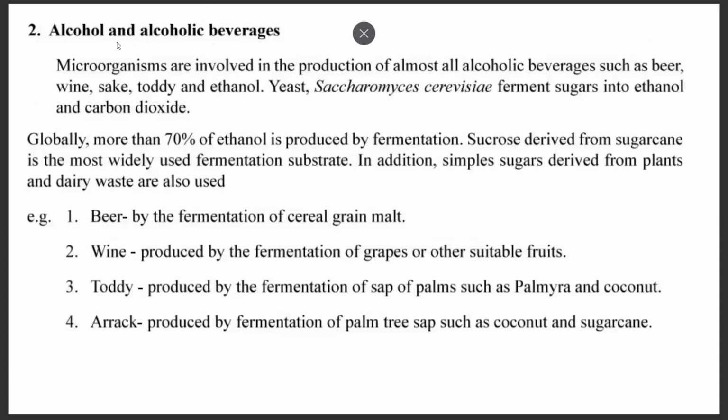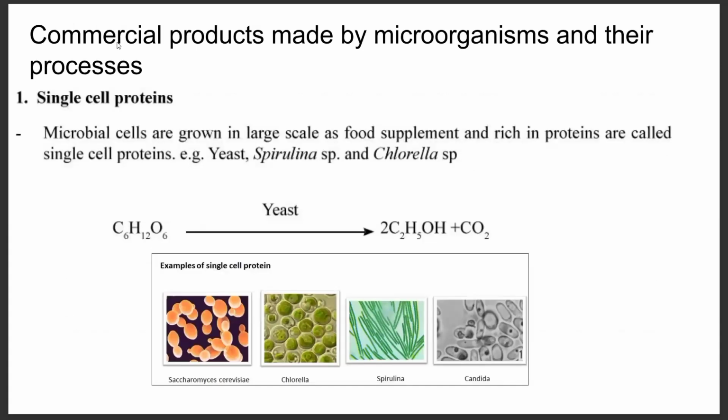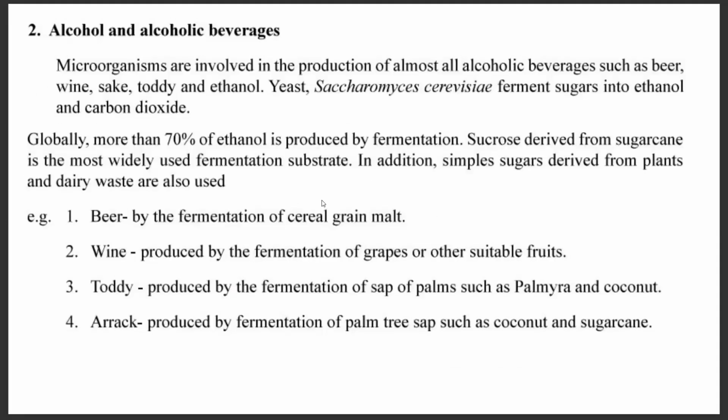Alcohol and alcoholic beverages. Microorganisms are involved in the production of almost all alcoholic beverages such as beer, wine, sake, toddy, ethanol. Yeast, Saccharomyces cerevisiae, ferment sugars into ethanol and carbon dioxide. Now, the reaction here is about what Yeast, Saccharomyces cerevisiae does: it ferments sugars. As a result, they produce ethanol plus carbon dioxide. Here, the principle used is the microbial metabolic process.